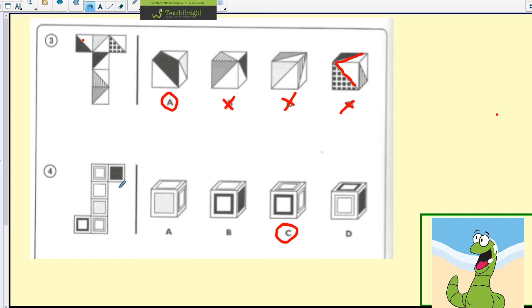Number 4. Right, why can't it be A? Well, could it? We can have these two shapes next to each other because of course this follows round, so we could have these ones.